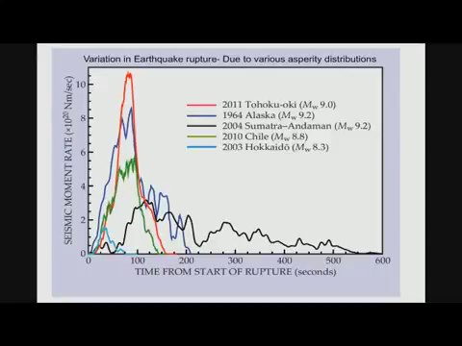So just from looking at the time, we can see that Alaska has a couple of asperities. Tohoku, let's see, this red one is pretty simple. It's huge, right? But it kind of looks like one pulse, right? And then Chile, we've got a couple other earthquakes. So there's a lot of variability.